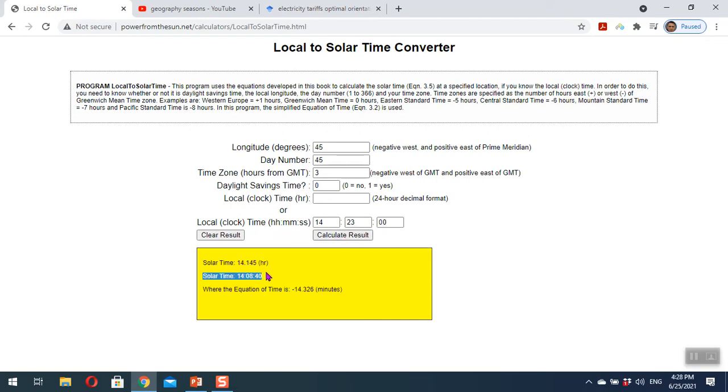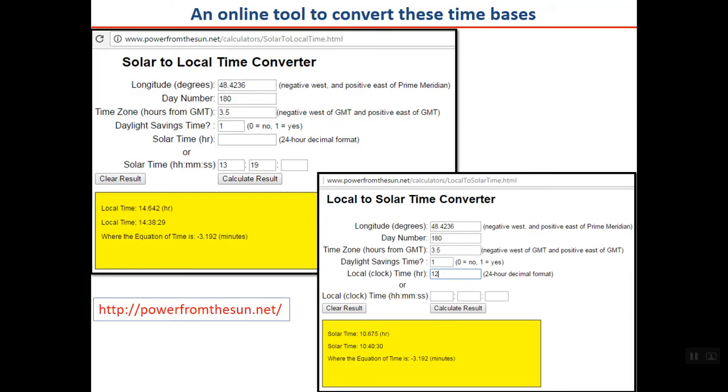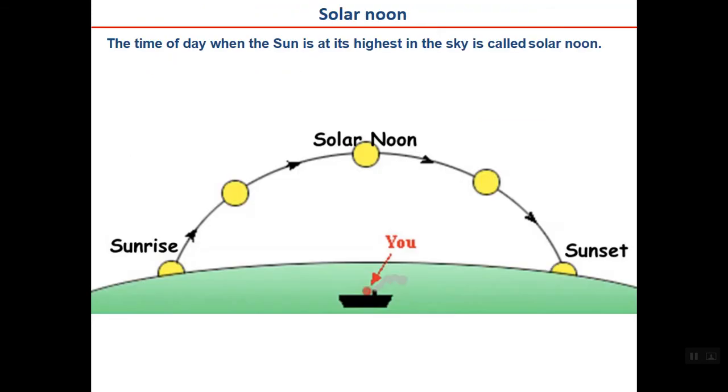Here the solar time is shown based on the local time or a standard time which you entered here. So there are online tools that you can use to convert solar time to local time or vice versa. Just once more, I want to emphasize that solar noon is actually the time of day when the sun is at its highest position in the sky, and it's called solar noon.